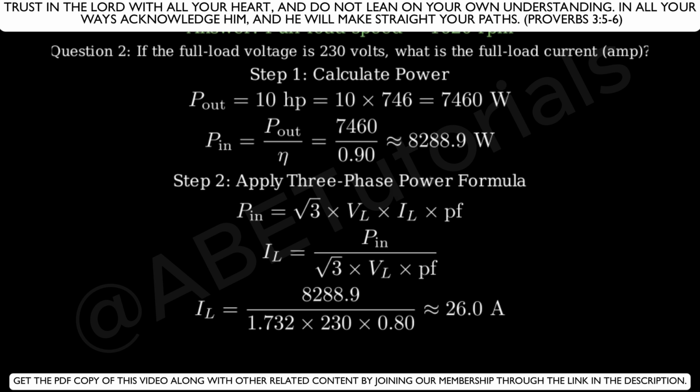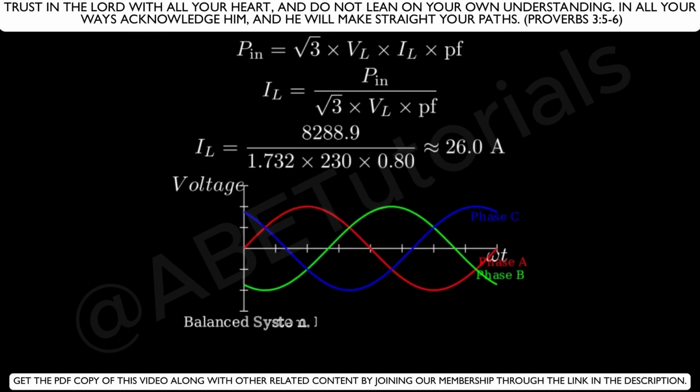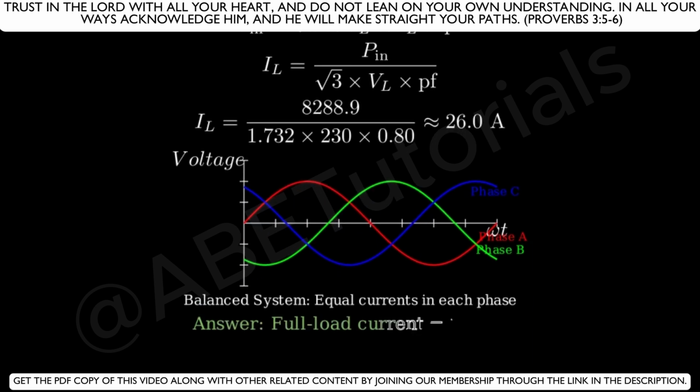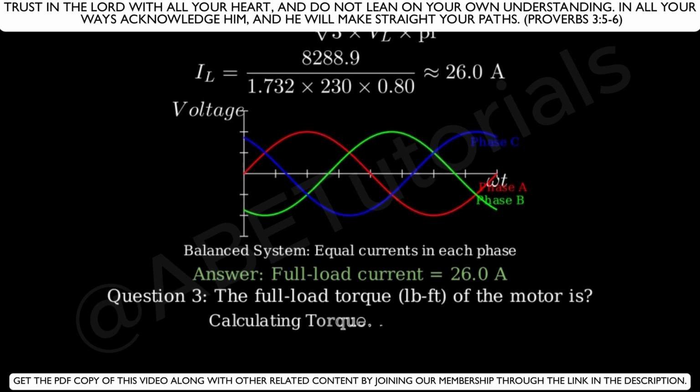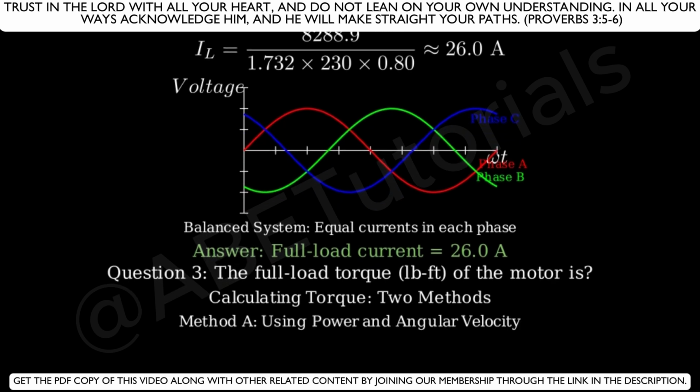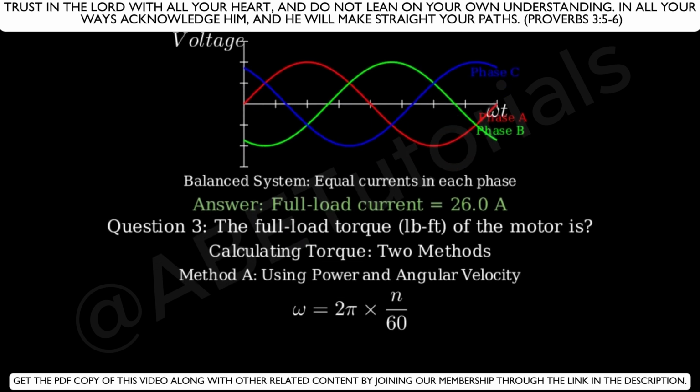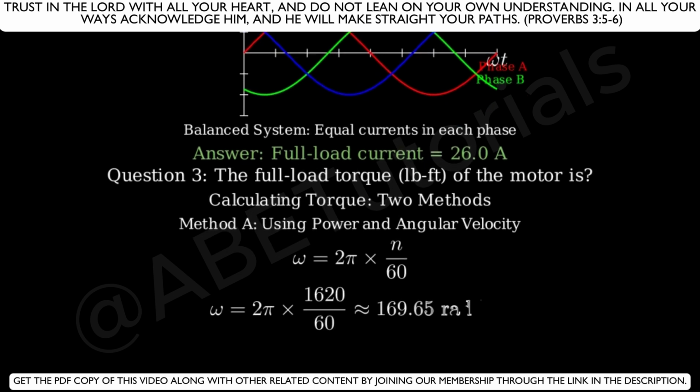Finally, let's calculate the full load torque in pound-feet. We can approach this in 2 different ways. Let's explore both methods. For method A, we'll use the relationship between power, angular velocity, and torque. First, we need to convert our speed from RPM to radians per second. The formula is omega equals 2 pi times n divided by 60. Plugging in our full load speed of 1620 RPM, we get 2 pi times 1620 divided by 60, which is approximately 169.65 radians per second.